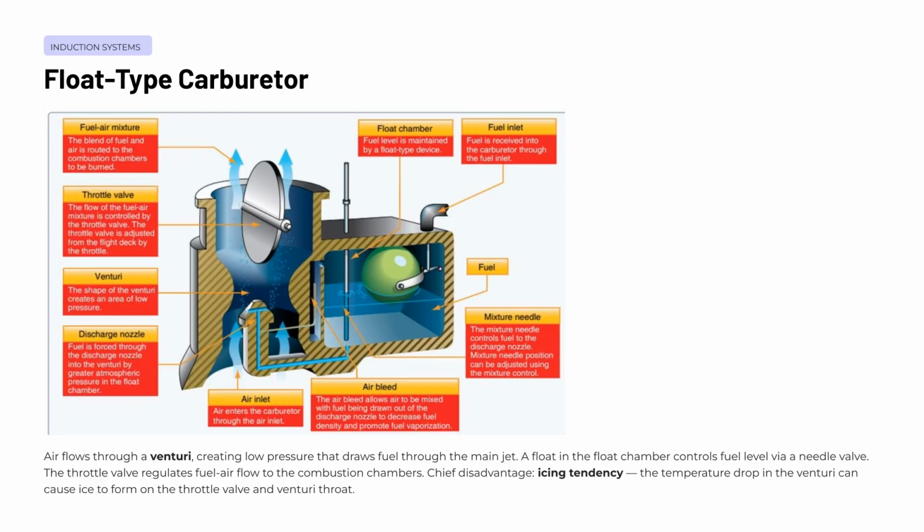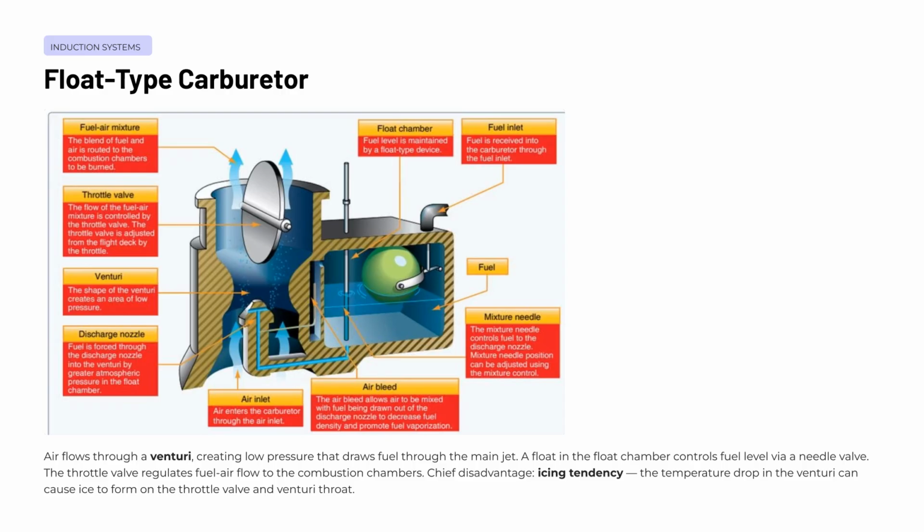In a float-type carburetor, air passes through a venturi, a narrowed section of the intake passage. As air accelerates through this restriction, its pressure drops, and that low pressure draws fuel up through the main jet and into the airstream. The fuel-air mixture then travels through the throttle valve and onto the combustion chambers. Fuel level in the float chamber is maintained by a float connected to a needle valve. As fuel is consumed, the float drops, the needle valve opens, and fuel enters to restore the correct level.